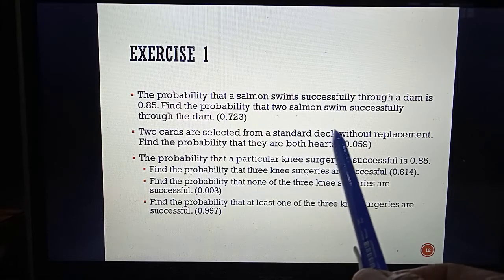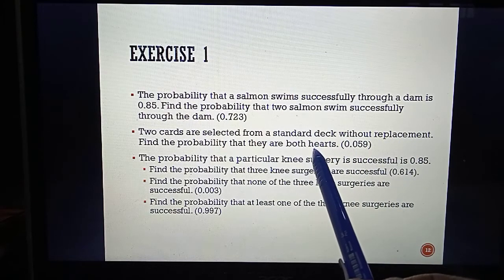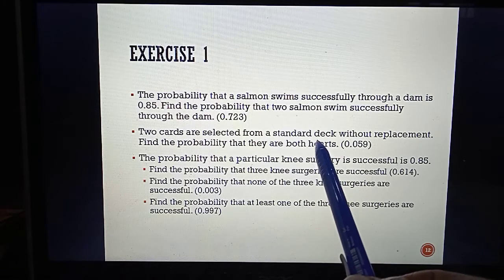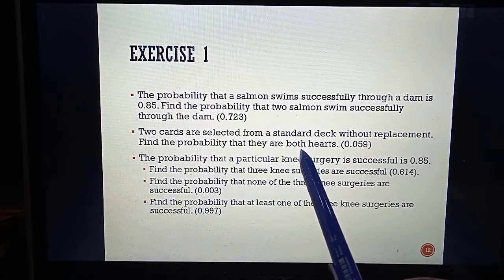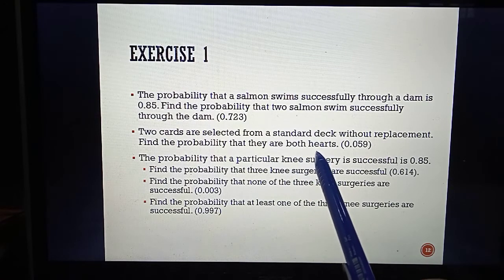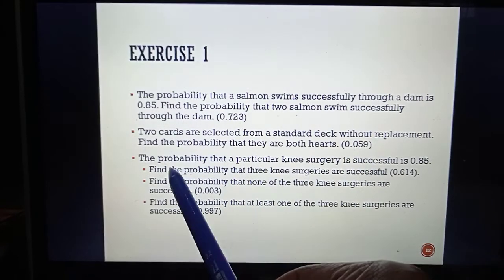Okay. So because without replacement of cards, so for the second event, the number of hearts reduced by 1 and the number of cards also reduced by 1. So for the second event, number of hearts become 12 and total cards become 51. So the answer is 13/52 times 12/51. So answer is 0.059. Okay, next.